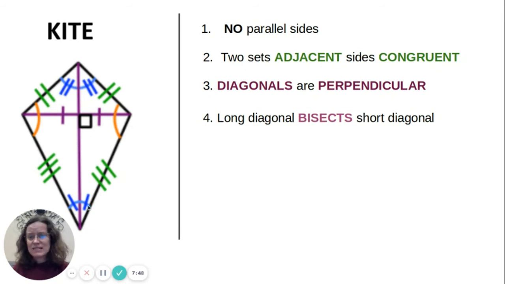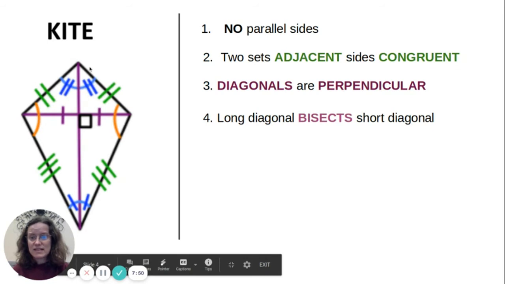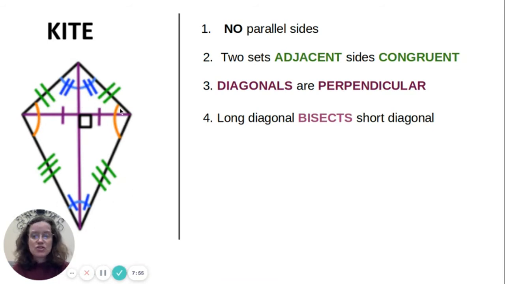Now the short guy does not bisect the long one. You can see that this part here on top is nowhere near as big as the one on bottom. But the short guy is going to be bisected.